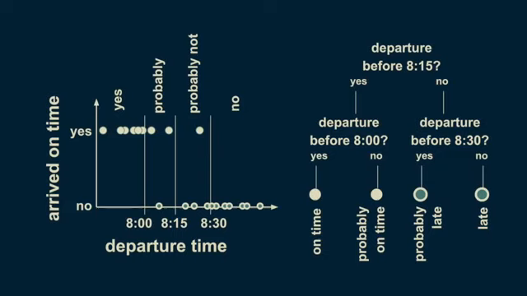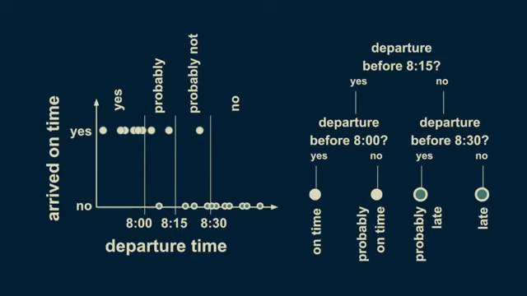This example has a single predictor variable and a categorical target variable. The predictor variable is our departure time, and our target variable is our punctuality, whether or not we're late. Because it has only two distinct values, it's categorical. Decision trees with categorical targets are also called classification trees.